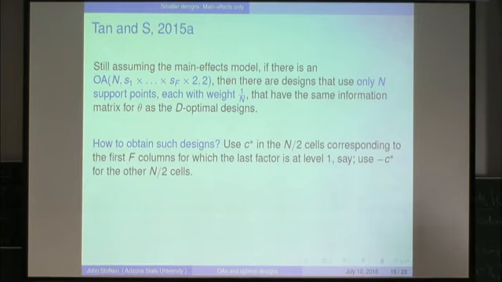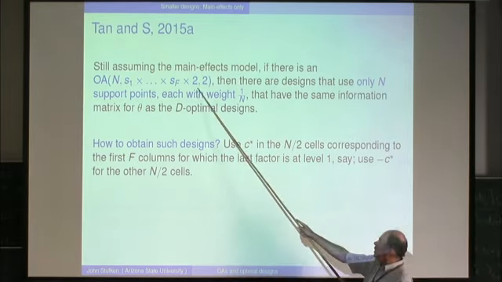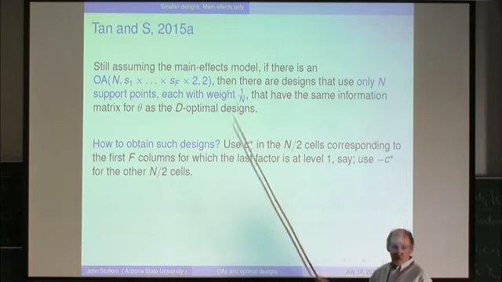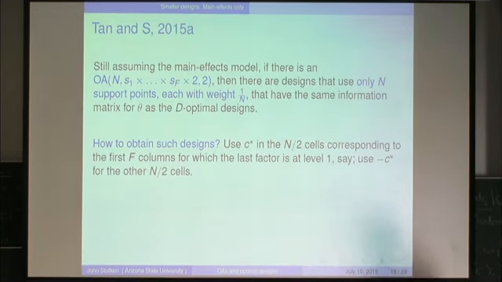And how to obtain such designs? Turns out that you can use C star in half of the cells and minus C star in the other half of the cells. And which cells are you going to use C star in? Well, that you determine by this additional column that you have now in your orthogonal array, where you see a symbol of 1, you use C star. Where you see a symbol of 2 in that column, you use minus C star.